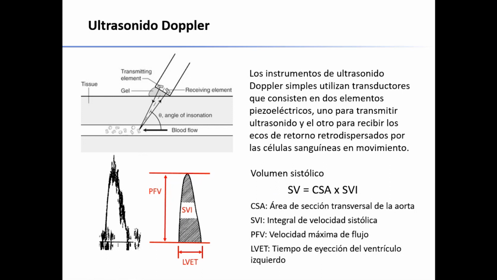To make this relatively accurate, you have to keep the probe at a certain angle to the body. You have to find the maximum blood flow, and you also need to know the cross-sectional area of the aorta, which is usually estimated.